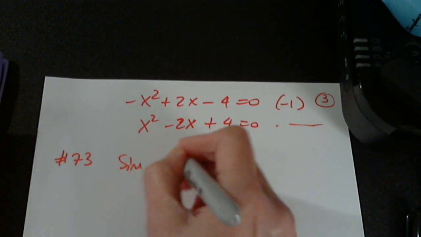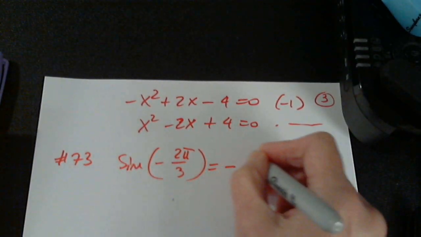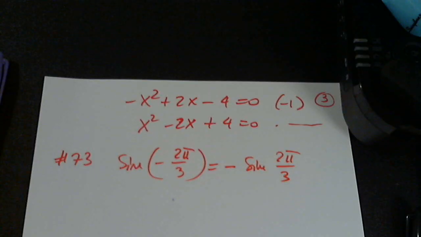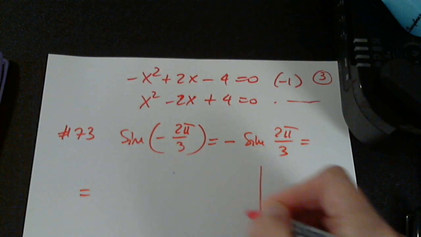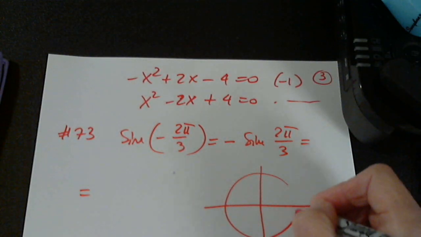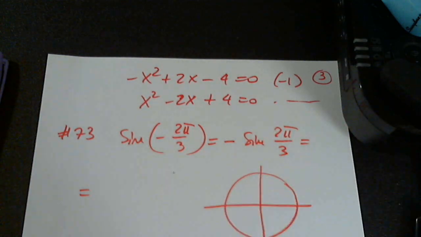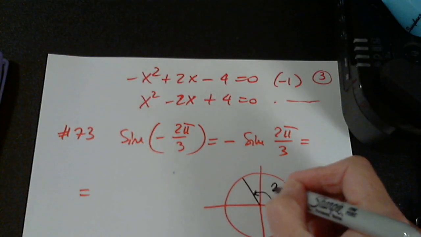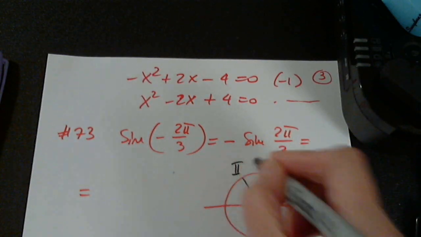Number 73, sine of -2 pi over 3. Sine is odd, so negative sine of 2 pi over 3. And I know what to do. I have to find the reference angle. 2 times 60 degrees, that's again the same angle we just discussed a minute ago. It's 120 degrees, so 2 pi over 3. This is in the second quadrant.